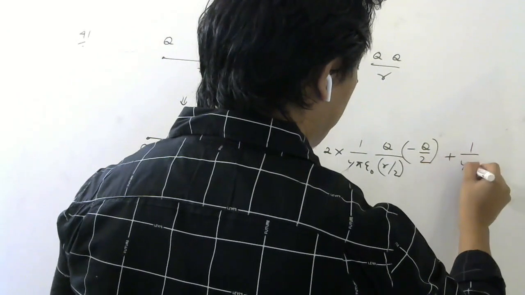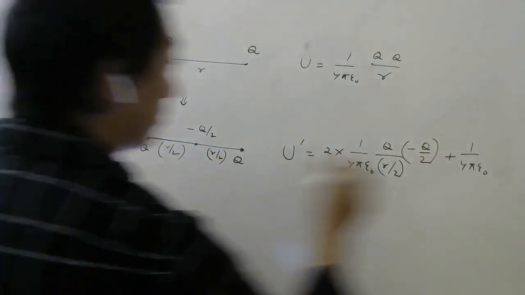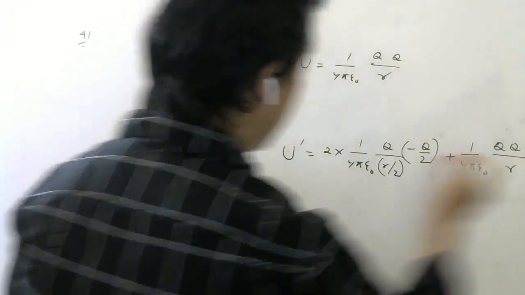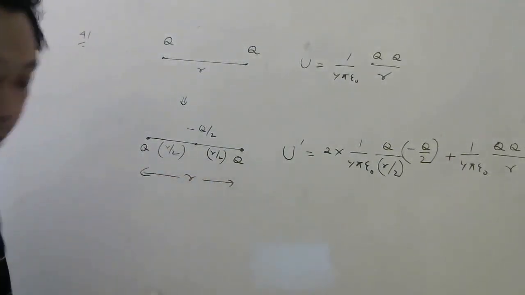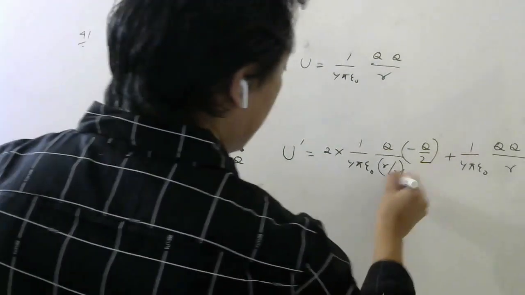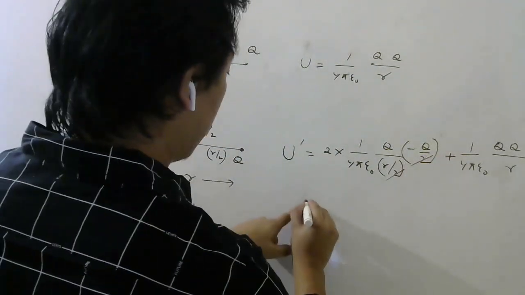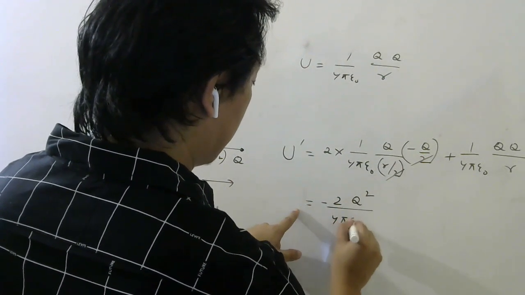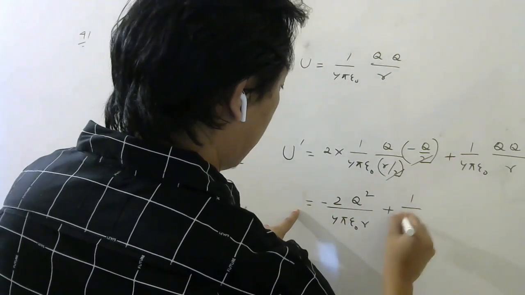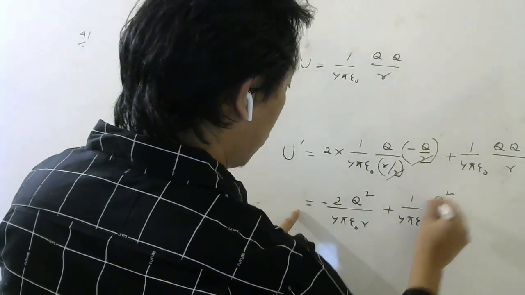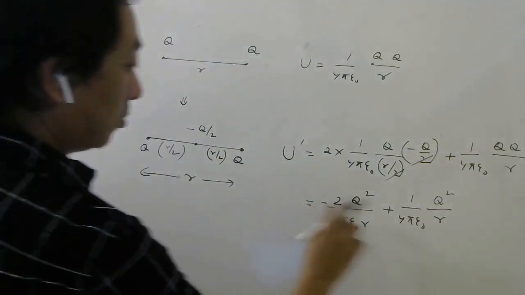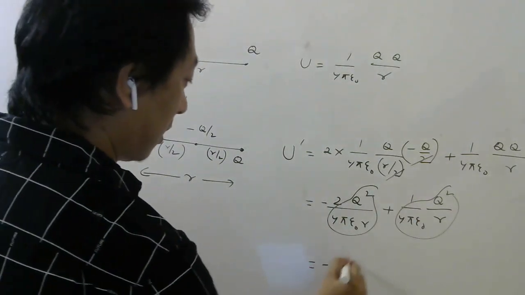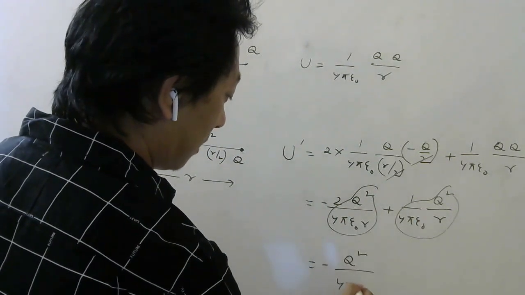So that will be plus 1 by 4 pi epsilon naught q square divided by distance between them, that is r. This is r, right? So you can see this 2 you can cancel with this 2. So you are going to get minus 2 q square by 4 pi epsilon naught r, and here 1 by 4 pi epsilon naught q square divided by r. If you take this common, here minus 2 plus 1 is minus 1. So minus q square by 4 pi epsilon naught r.